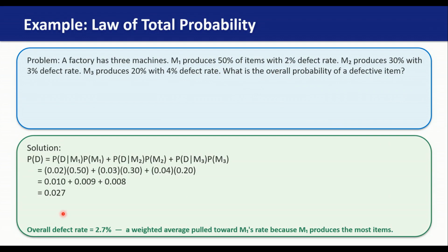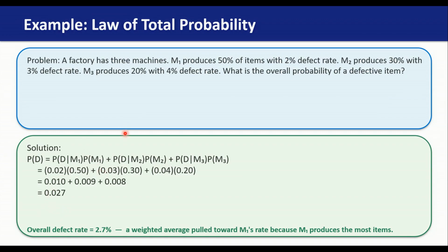In other words, pick one random item from the factory. We want to know what is the probability that it is defective. We don't know which machine made this item, so we cannot just say 2% or, for example, 3%. To find it, we should use total probability.